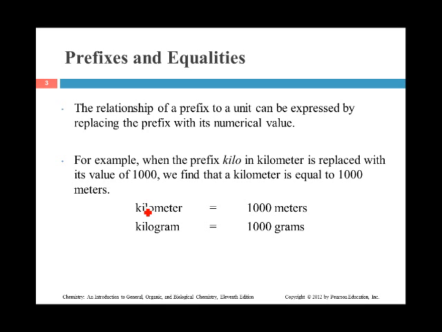Now, the prefix itself is just the letters in front of the actual unit. For instance, meters is the unit here, grams is the unit here. They both begin with kilo. Well, kilo means 1,000. So a kilometer is 1,000 meters. Kilogram is 1,000 grams. It doesn't matter what unit it is. It could be kilobytes, it could be kilowatts, it could be kilopounds. It really doesn't matter. Kilo is 1,000, that's all it's saying.